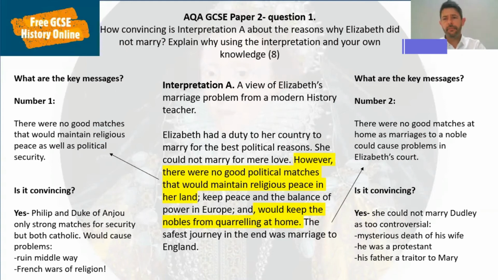The second point, marriages to a noble could cause problems at court. Yes, she might marry Robert Dudley. It was very controversial, with the mysterious death of his wife. He was a Protestant. Obviously, there were Catholics at court, particularly some of the Northern Earls, as we know from things like the Northern Rebellion. Also, we know Norfolk was Catholic. And of course, a bit of wider knowledge again: Cecil was against it because Dudley's father had been a traitor. Yes, this was a traitor to Mary, so maybe to Protestants it seemed like loyalty, but still a traitor nevertheless to the Queen because of her faith. So some important things to consider. We'd underline these themes, make a little bullet point plan, and we're ready to go with our answer. So how do we do this then?